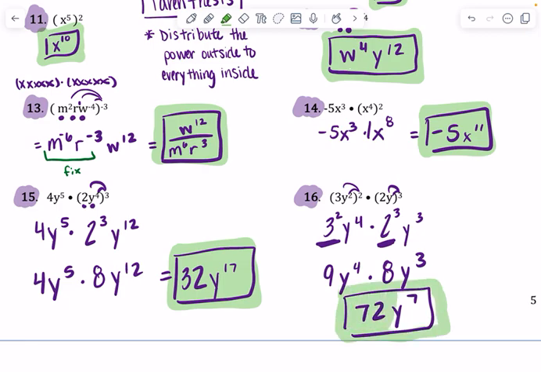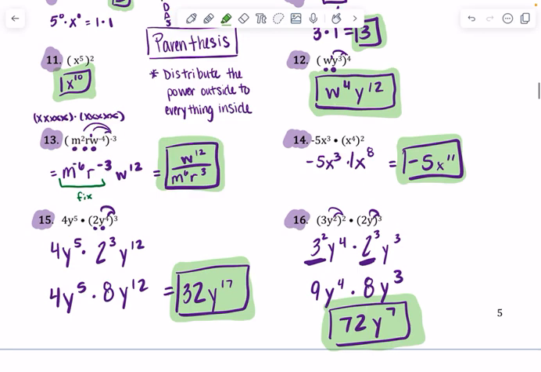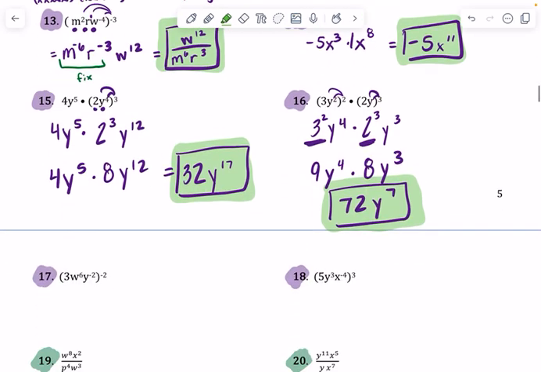So these exponent rules aren't bad when they're by themselves. It's just when you start to get multiple exponent rules happening in the same problem. So let's do 17 and 18 quick.